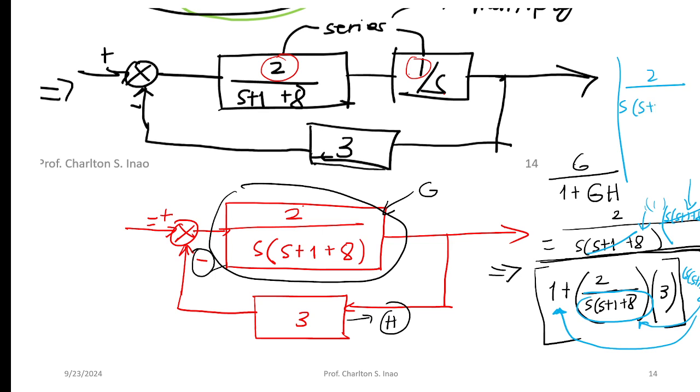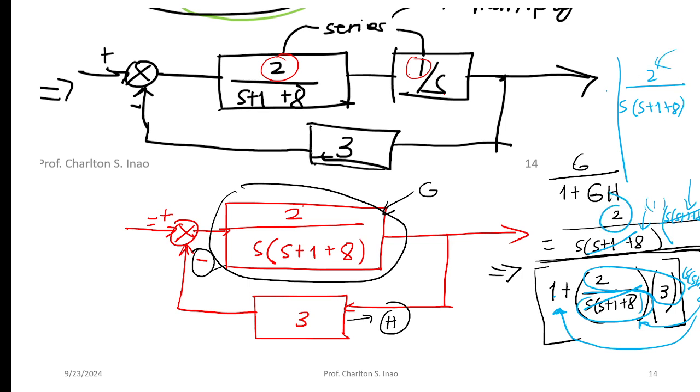s plus 1 plus 8 times 1 is this, right? Then if you multiply this whole term with this quantity s plus 1 plus 8, so that will be cancelled out. What will remain is this. Now 2 times 3, 2 times 3, right? So here is this.